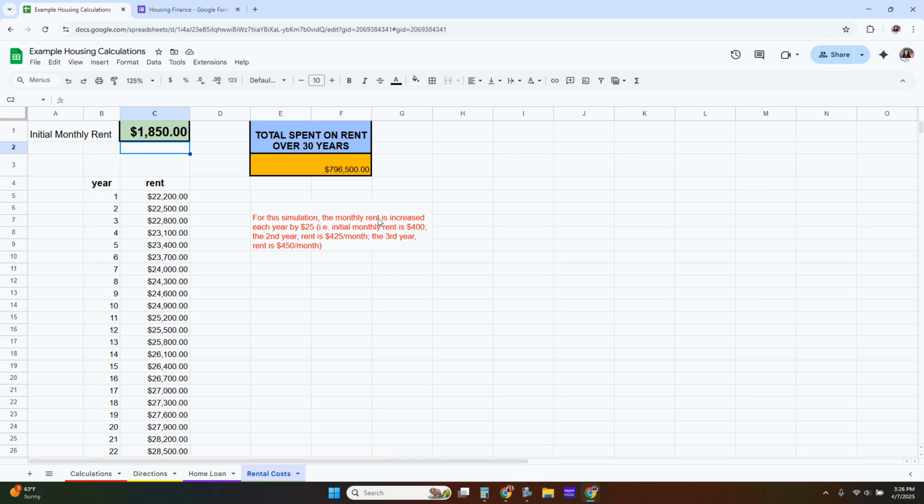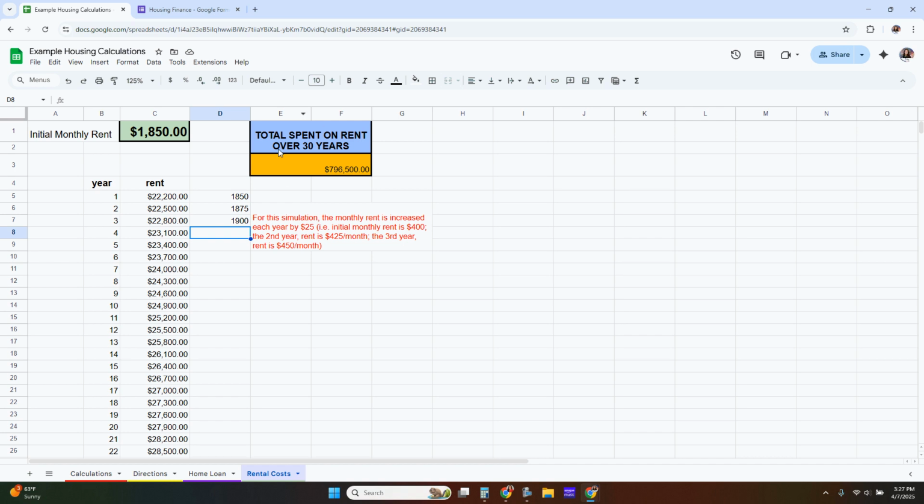In this simulation, the rent is increasing by $25 a month each year. So in the second year, each month I'm paying $1,875. In the third year, it's going up another $25, so I'm paying $1,900. Just so that you get the idea, because typically your rent cost will increase every year, I just try to do a little bit of an average.